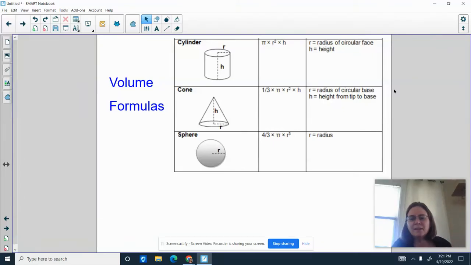Hello, it's Miss Keen. I'm going to talk to you about volume of a cylinder, cone, and sphere. So you can see the formulas up here on the screen. You might want to pause the video and write them down if you don't know them or you don't have a reference sheet with them already written down. I'm going to do an example of each.